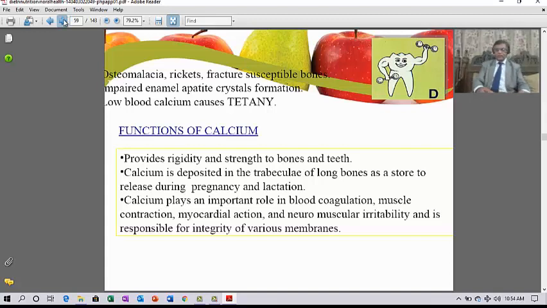And it could also lead to various bone diseases. I mean, low levels could lead to osteomalacia, rickets, fracture of susceptible bones, and impaired enamel.